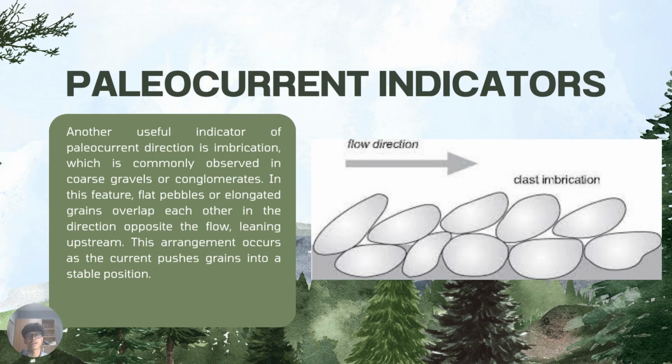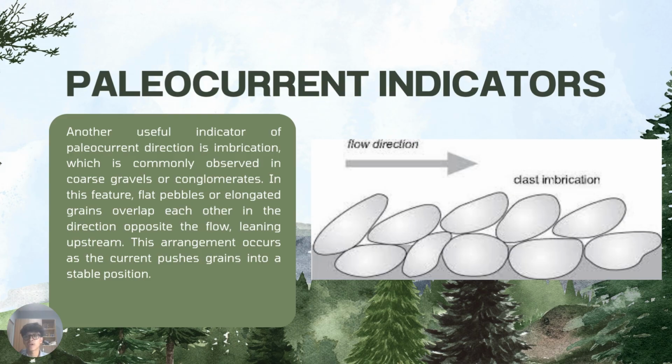Another useful indicator of paleocurrent direction is imbrication, which is commonly observed in gravel or conglomerates. In this feature, flat pebbles or elongated grains overlap each other in the direction opposite the flow, leaning upstream. These arrangements occur as the current pushes grains into a stable position.